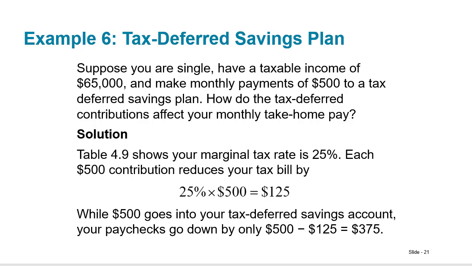So suppose you're single, you have a taxable income of $65,000, and you make monthly payments of $500 to a tax-deferred savings plan. How do the tax-deferred contributions affect your monthly take-home pay? Well, the table shows your marginal tax rate is 25%. So each $500 contribution reduces your tax bill by $125. Now, while $500 goes into your tax-deferred savings account, your paycheck goes down by only $375. So that's the beauty of the tax-deferred savings plan. It's almost like you're getting free money.